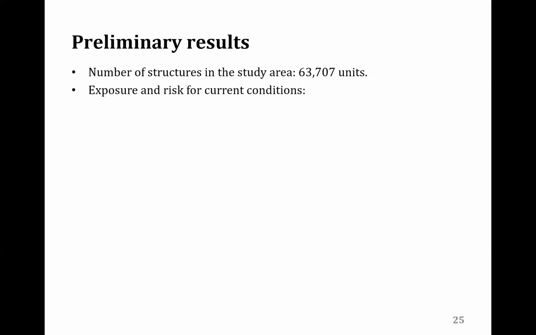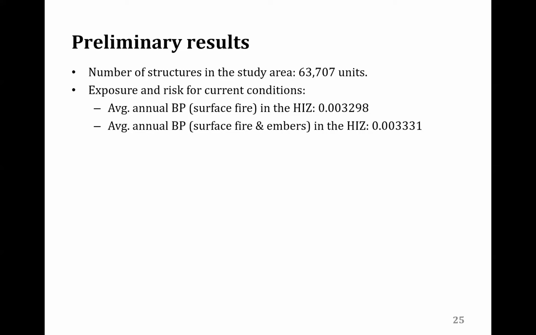And some preliminary results. Number of structures, 63,707. If we look at the current conditions, we have this burn probability. We compare the burn probability between just considering surface fire and the combination of surface fire and embers, and the result did not change very substantially.